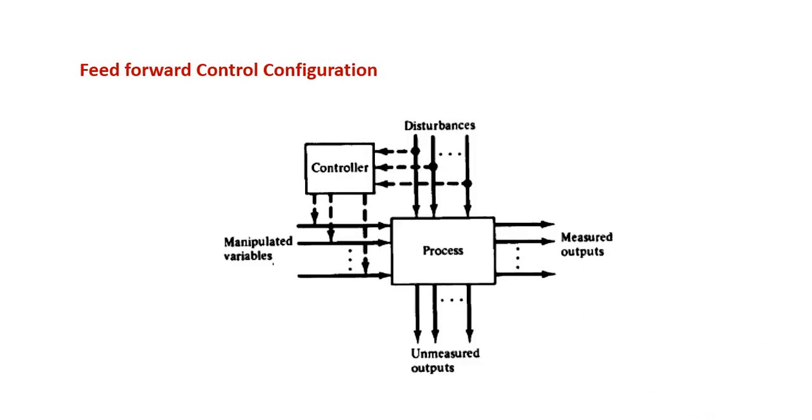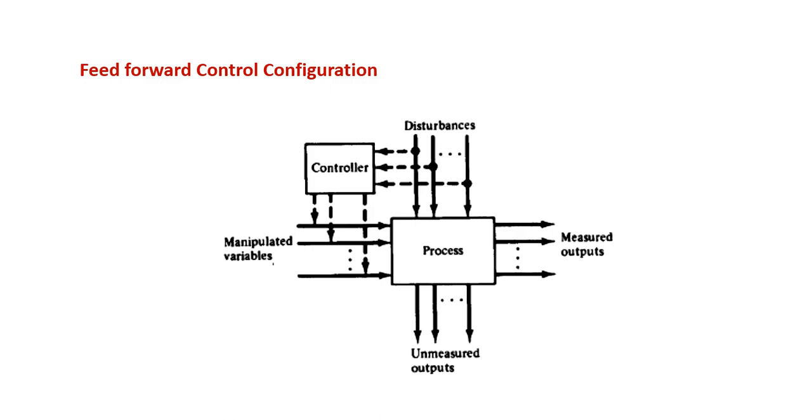Second is feed forward controller configuration. In this, again, the process is classified into two categories. One is the manipulated variables and the disturbances, and there are outputs, which are measured outputs and unmeasured outputs. Now in this feed forward, we are actually controlling the disturbances. Based upon those disturbances, we are controlling the manipulated variables. So in this, the effect of disturbance doesn't affect the process.